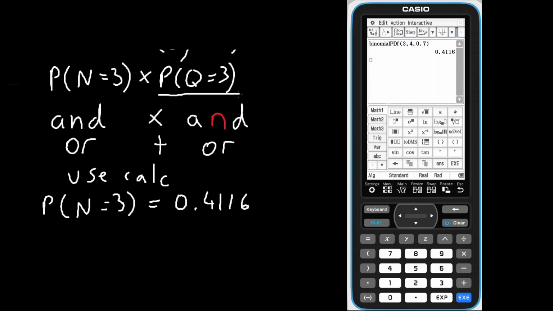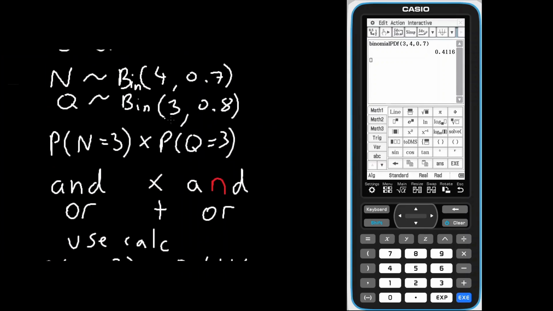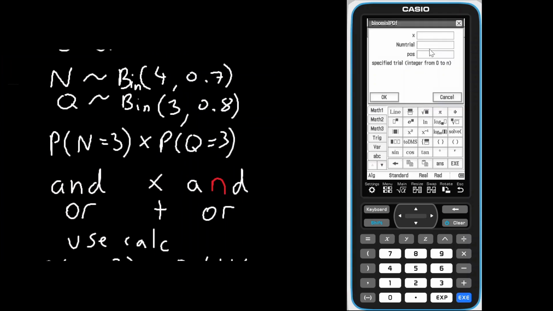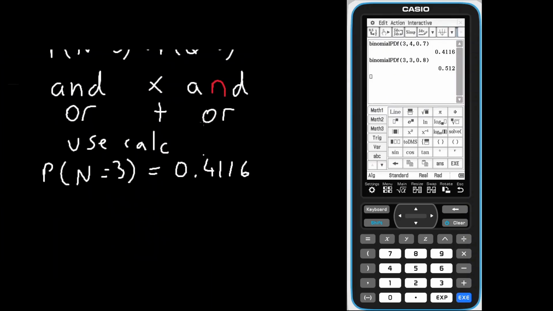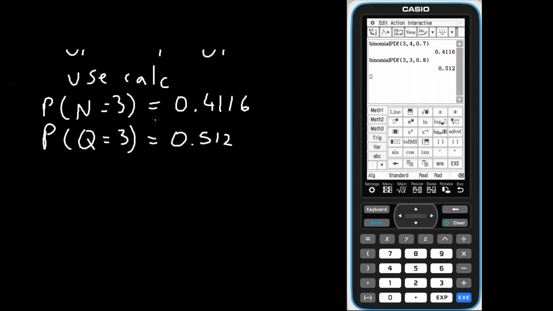And now let's do the other one. So this probability that Q is equal to 3. So we go up to our description of it, which says that it is a binomial. It's discrete, PDF. We want to get 3. There's 3 trials, and the probability of success is 0.8. Hit it, and P for Q is equal to 3 is equal to 0.512.